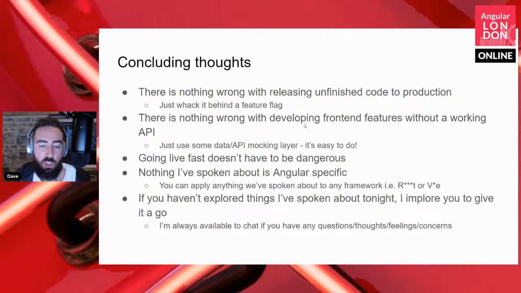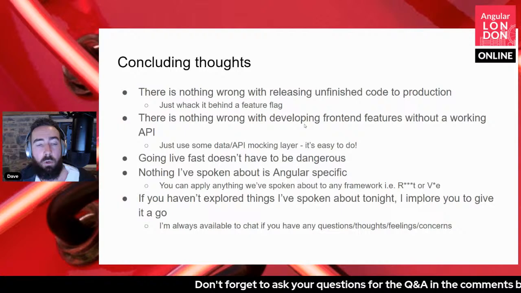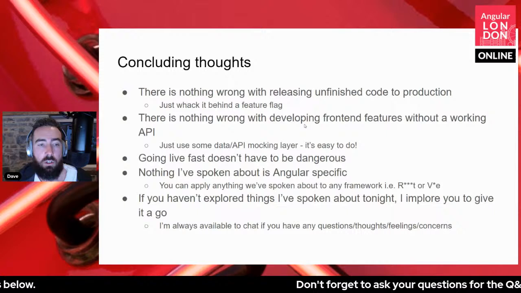And so just to recap all of the things I've spoken about, there's nothing wrong with releasing something unfinished to production. I've just said that, put it behind a feature flag, you're good to go. There's nothing wrong with developing front-end stuff without a working API. And we've seen that in action. Just use a mock and you can actually get all the front-end code done. You can style it, you can make it behave the way you need it to. You can use all that extra time to do whatever you want, I guess.